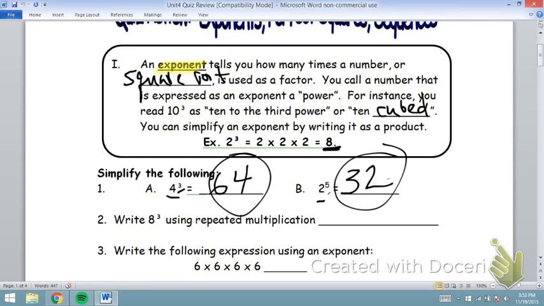Now number 2 wanted you to write 8 cubed using repeated multiplication. So all you're doing is writing that number out long ways with multiplication. You have 8 as your base number, that's the number you're multiplying, and 3 is your exponent, so you're doing 8 times itself 3 times. So 8 times 8 times 8. And that's how you write it out with repeated multiplication.